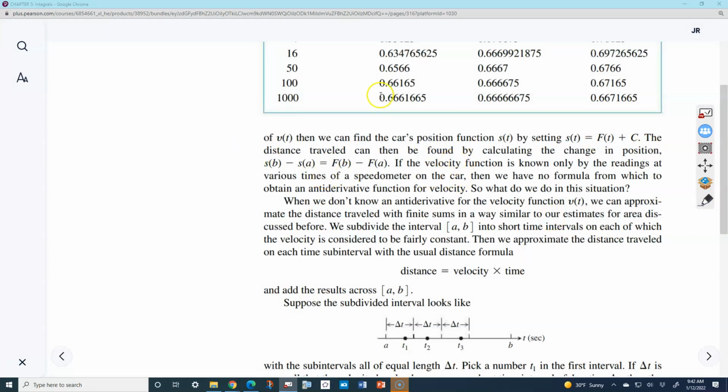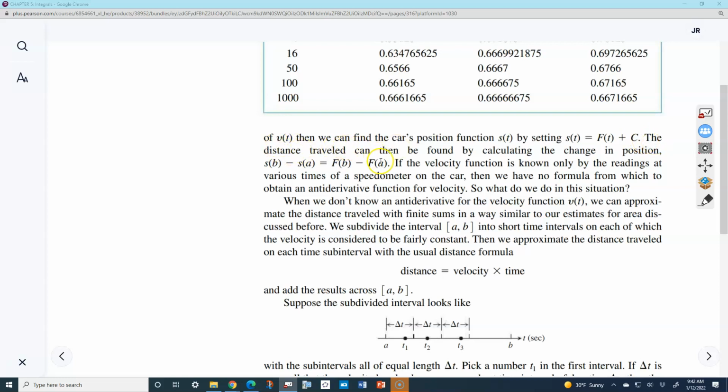All right. So we're saying that the position function of the car, s of t, is equal to this big F of t, which we've already been told is the antiderivative of the velocity. So it's equal to the antiderivative of velocity plus some constant that we don't know about.